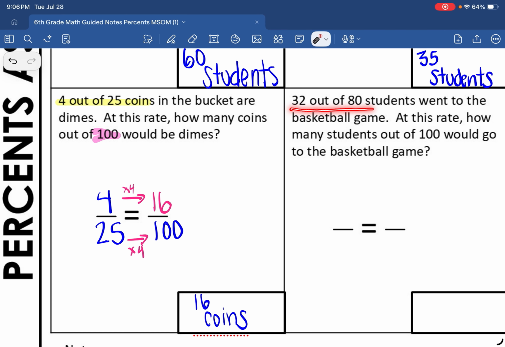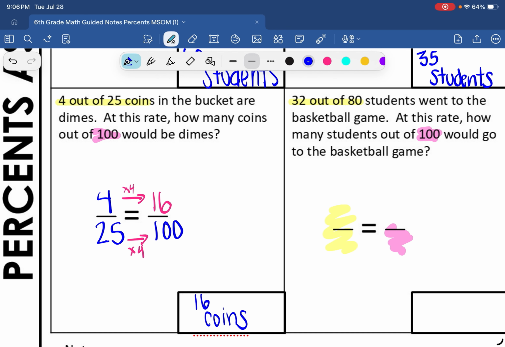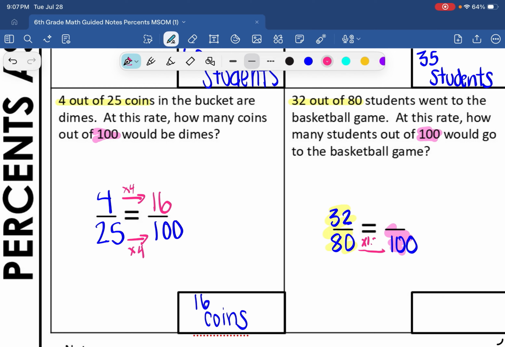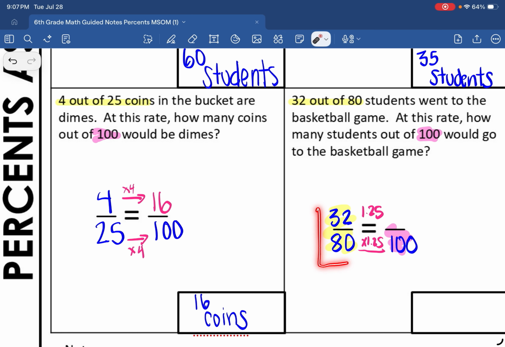32 out of 80 students went to the basketball game. At this rate, how many students out of 100 would go to the basketball game? So writing my ratio, 32 out of 80, and then out of 100 is my other whole. Looking for a multiplicative factor, I don't know what 32 times what is 80, or I don't know right off the bat what 80 times what is 100. I could take 100 and divide it by 80, and that would give me 1.25. Or I could also try simplifying 32 out of 80 and go that way.